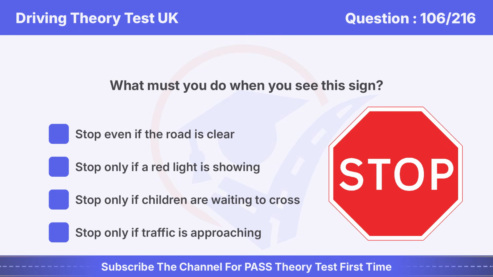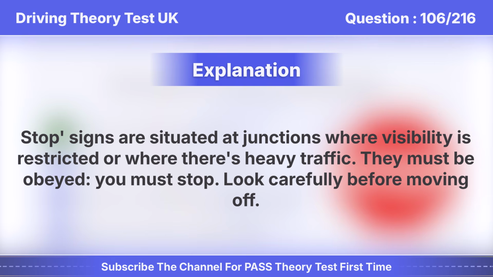Question 106. What must you do when you see this sign? Answer is A. Stop even if the road is clear. Stop signs are situated at junctions where visibility is restricted or where there's heavy traffic. They must be obeyed. You must stop. Look carefully before moving off.